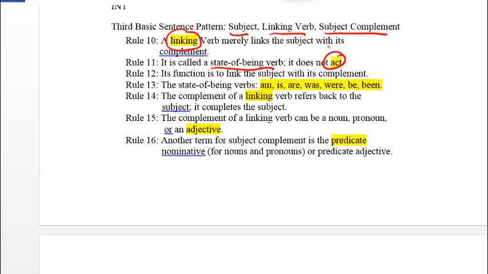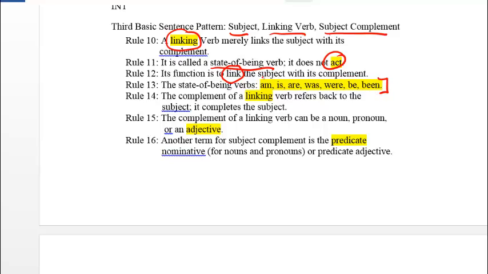In the previous example, when we looked at John ate his lunch, John is performing an act. He ate his lunch. But with a state of being verb, it merely describes the state of being for that particular object. Its function is merely to link two bits of information together.